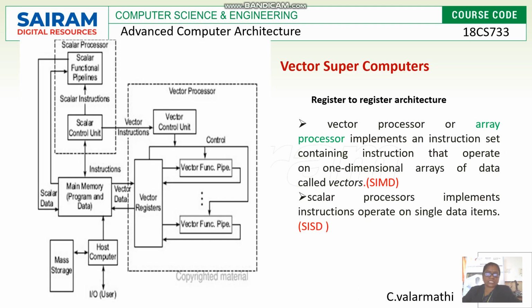On the left side you can see the complete architecture of this vector supercomputer. It starts from the main memory, which consists of both program and data, and which is controlled by a host computer. From the host computer, the IO input and output terminals will be processing. From the host computer to the main memory, the instruction is passed in both directions. If the instruction consists of scalar processing, then it will enter the scalar processor. The dotted units or models are called scalar processor units.